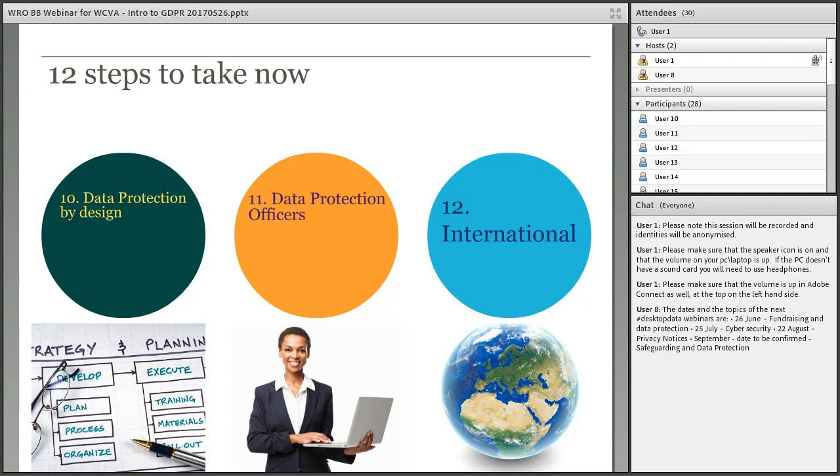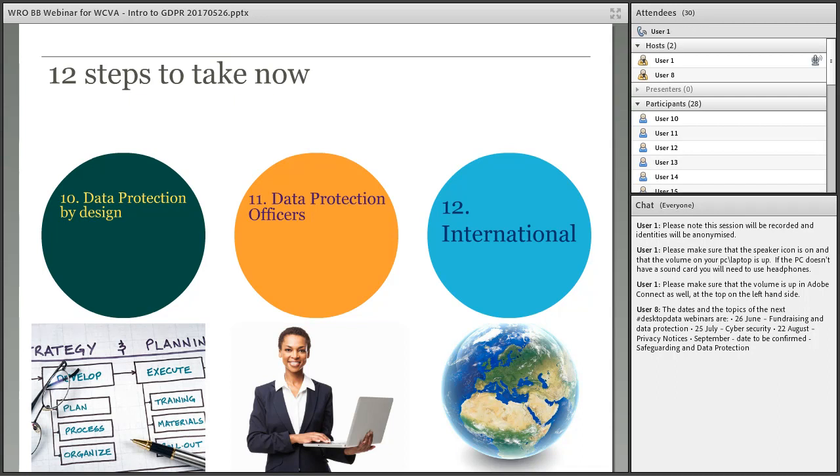And step number 12 relates to international dealings. Firstly, there's two strands to this one. The first one is if your organisation operates in more than one EU member state, you will need to identify who the lead supervisory authority will be.